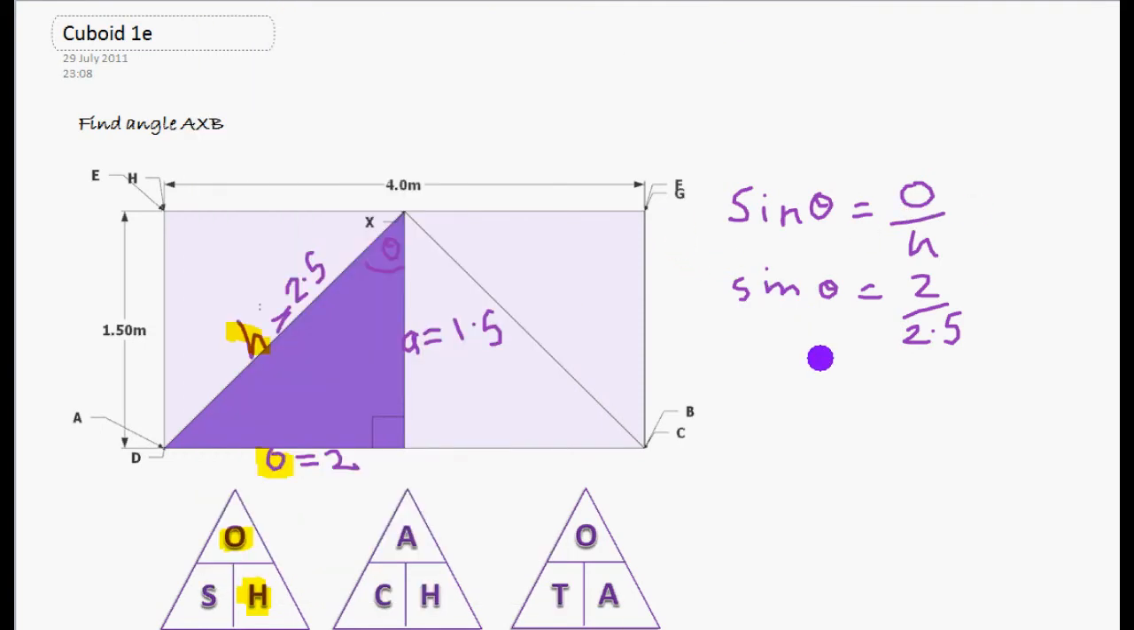So let's write that in. So we have theta equal to 51.13 degrees, but we want to find AXB.